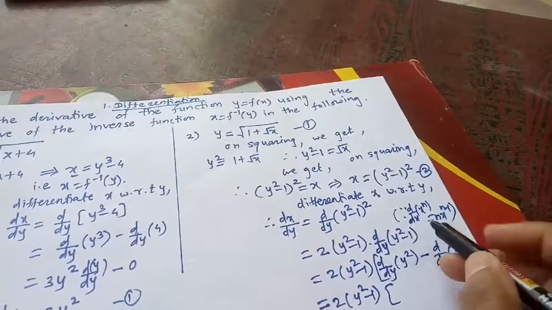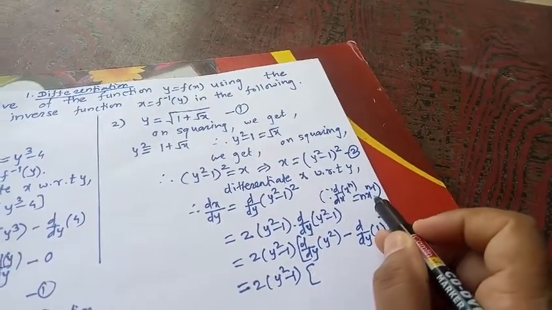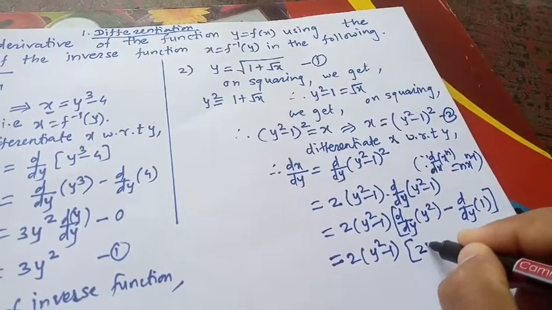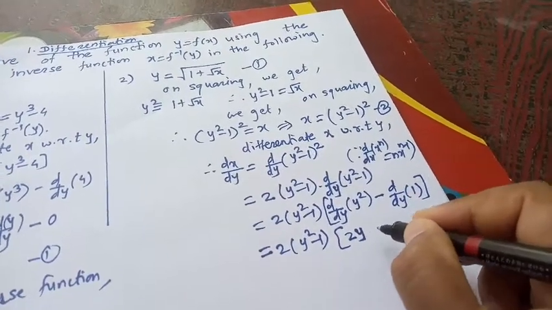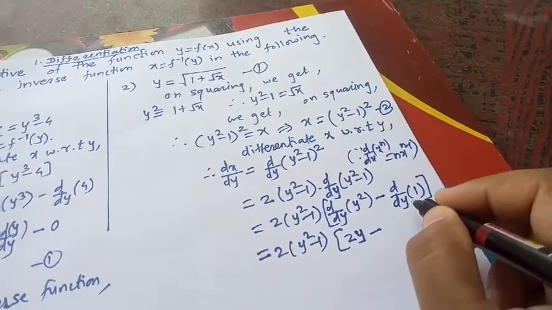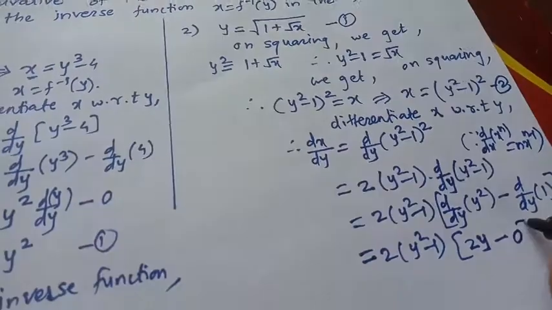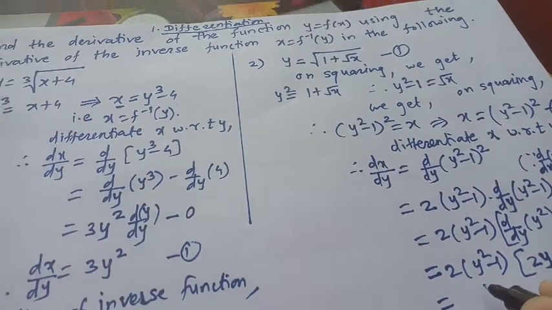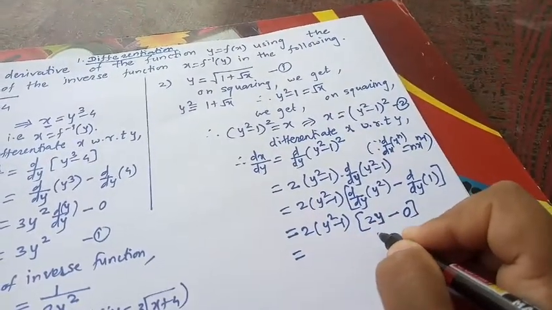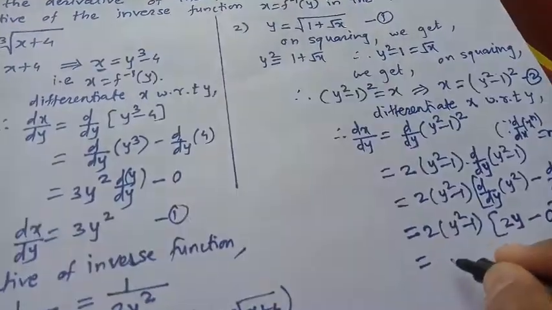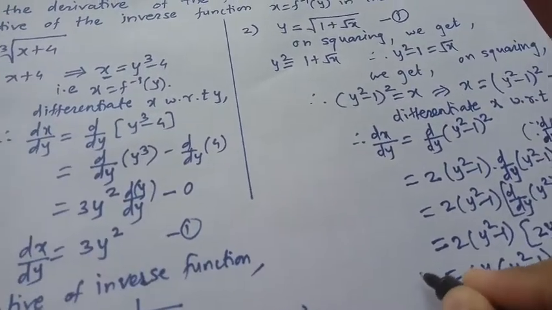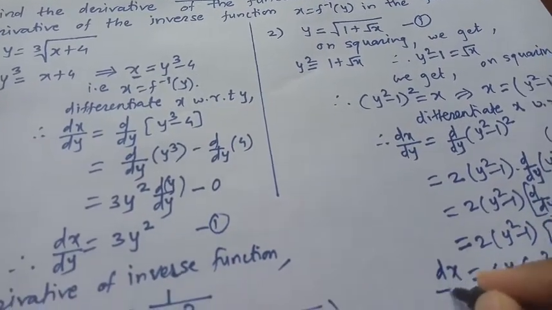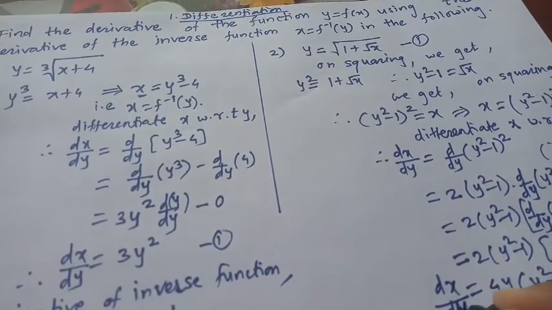Derivative of y square, again we have to use this formula, n x raised to n minus 1, that is 2y raised to 1, that is 2y. Again derivative of itself, dy upon dy, that is 1, minus derivative of 1 with respect to y, that is 0, because 1 is constant. Therefore here we got 2y square minus 1 in bracket 2y. Therefore 2 is multiplied to 2y, that is 4y in bracket y square minus 1, which is the derivative of given function x, that is dx upon dy, 4y (y square minus 1).